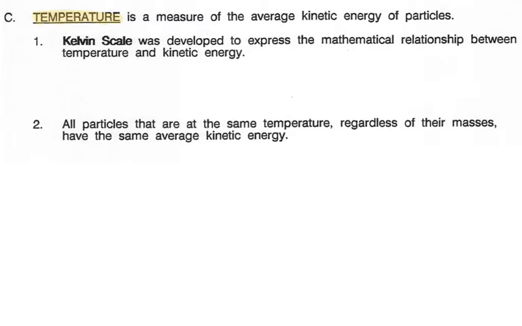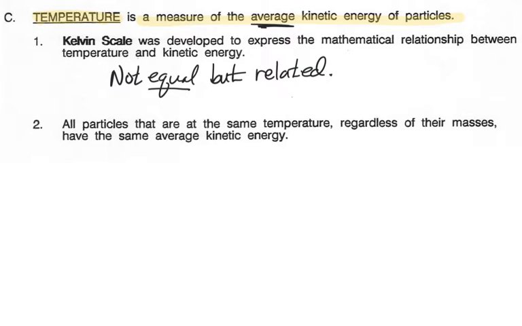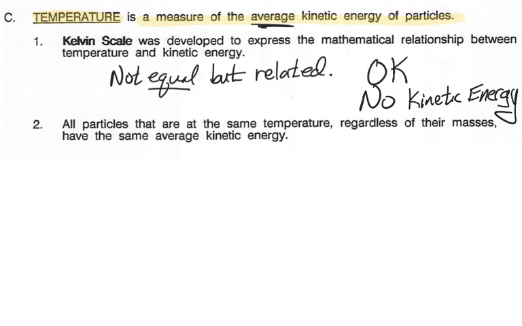Temperature is a measure of the average kinetic energy of the particles, whatever particles you're measuring. The Kelvin scale was developed to express the mathematical relationship between temperature and kinetic energy. They aren't exactly equivalent, but they are related to each other. One of the important things about the Kelvin scale is the number 0. So 0 on the Kelvin scale is the point at which we have absolutely no more kinetic energy. We've never actually reached 0 on the Kelvin scale because it's impossible to reach, because there's always some sort of kinetic energy, even if it's just the electrons moving around the atom.